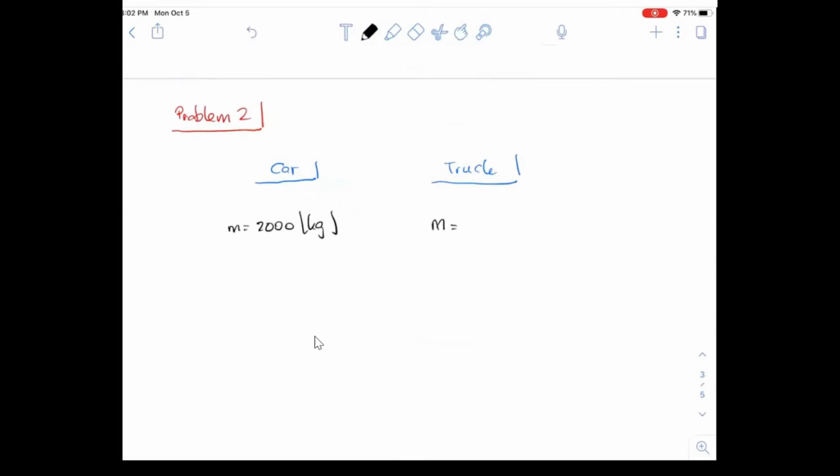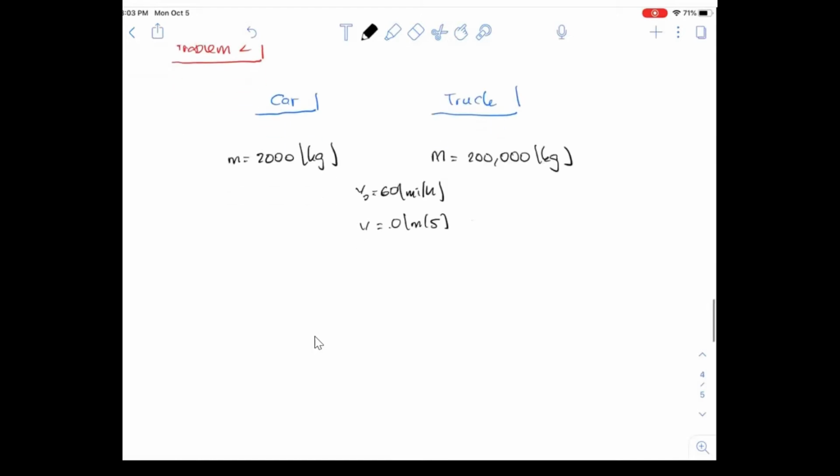I'm going to make it a little bit larger, so this is going to be 200,000 kilograms. Both of them are moving at 60 miles per hour. Initially both of them are moving at 60 miles per hour, and then you put the brakes on and they will both come to a stop. While skidding, both of them will experience kinetic friction.